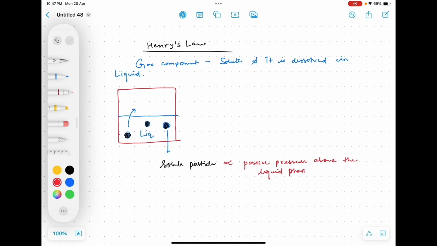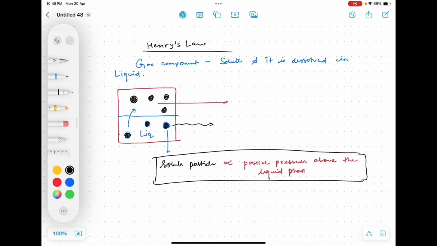So what I've written here is that if these components create vapors, the vapor pressure by these solute molecules depends on the concentration which is present inside the solution. This is the basic concept of Henry's law.